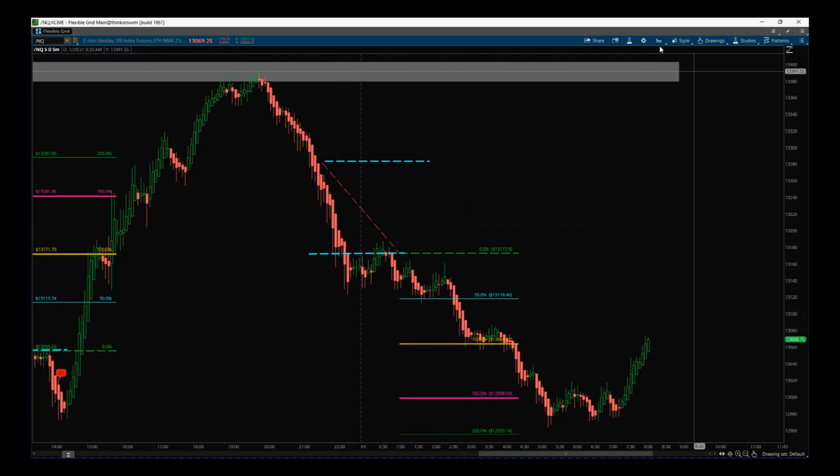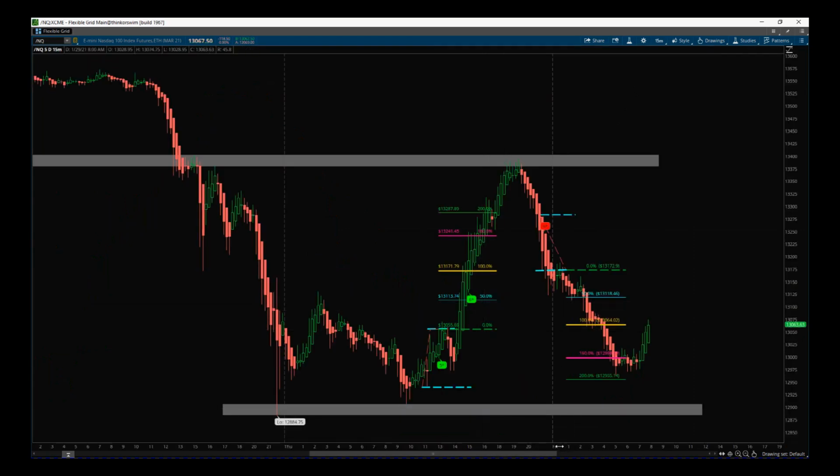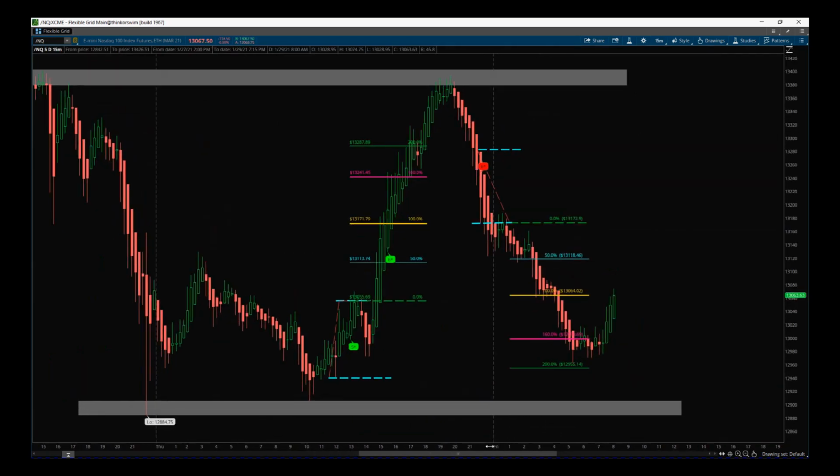Look for those. One of my favorite time frames on the indexes is the 15 minute for the xBrat, but it's very good on the 5 and the 3 minute as well.